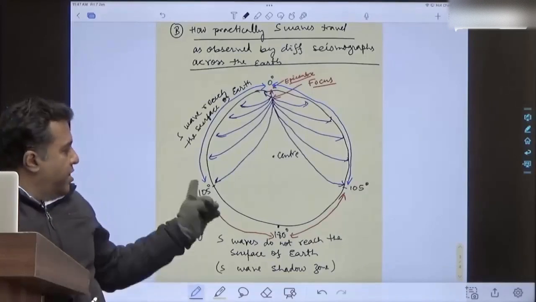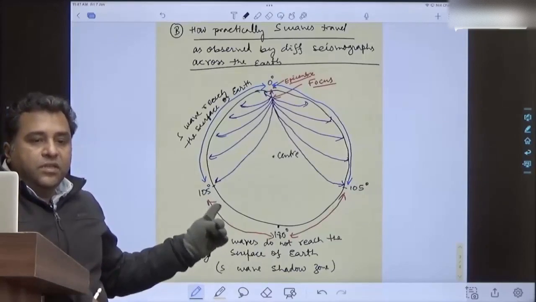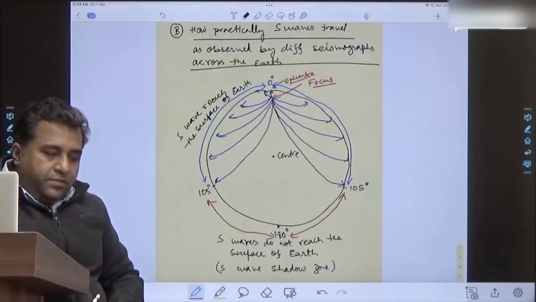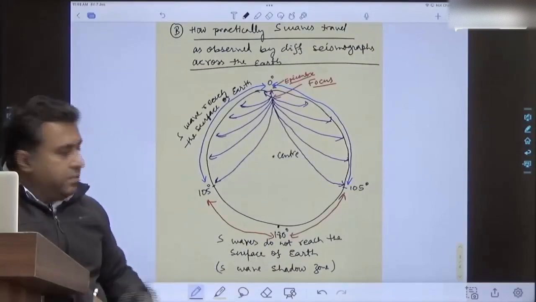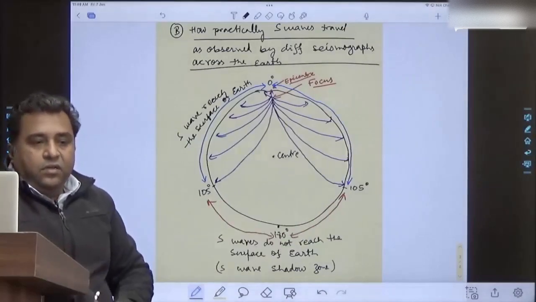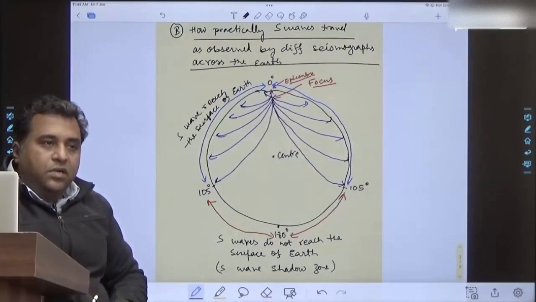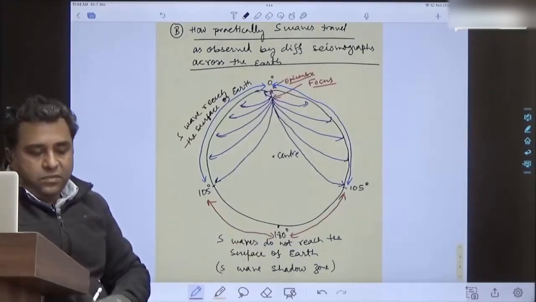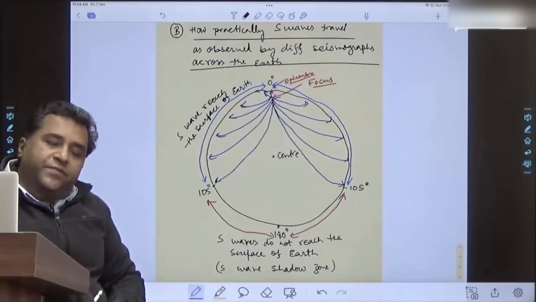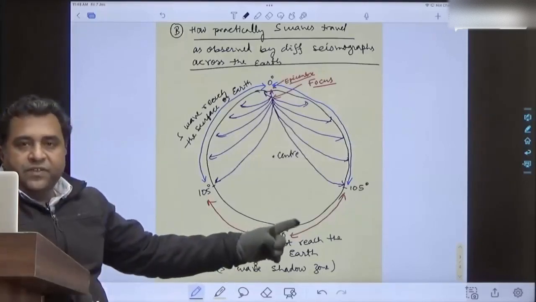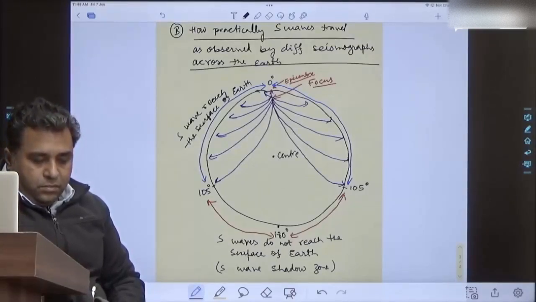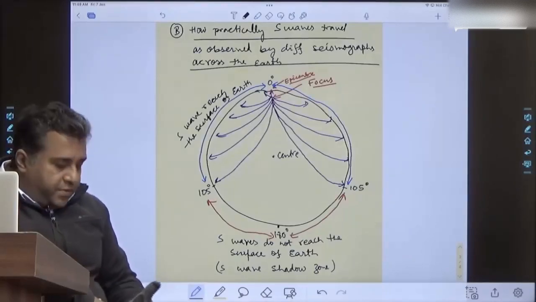And the region from 105 degrees up to 180 degrees, everywhere, does not observe the S waves to reach the surface of the earth.